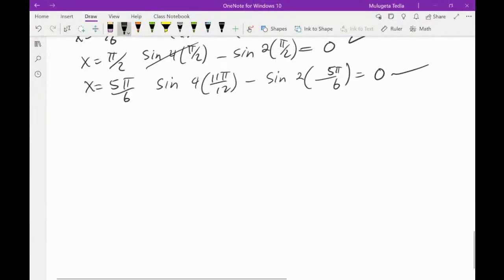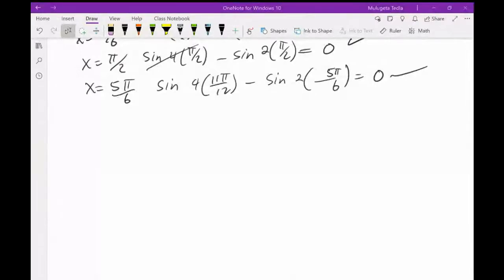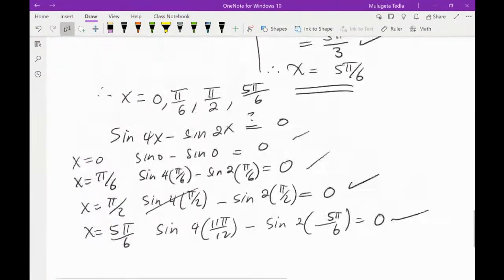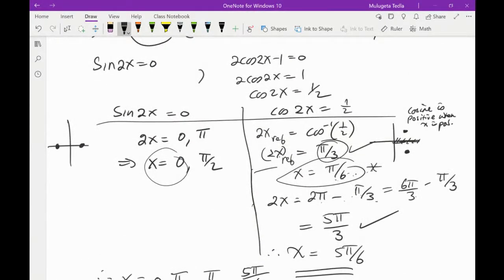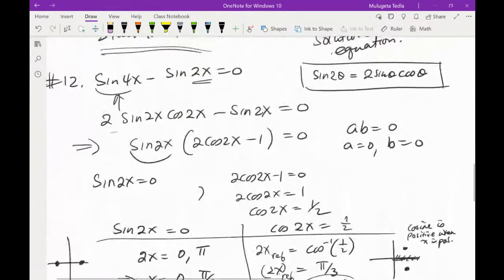Do you see the mistake we made, Arthur? Why we got the wrong answer is because we plugged in the reference angle. Yeah, we plugged in pi by 6, which is not right. That's the answer after it's divided by 2. But the reference angle is pi by 3. I will stop here. If you have any questions, I will answer.